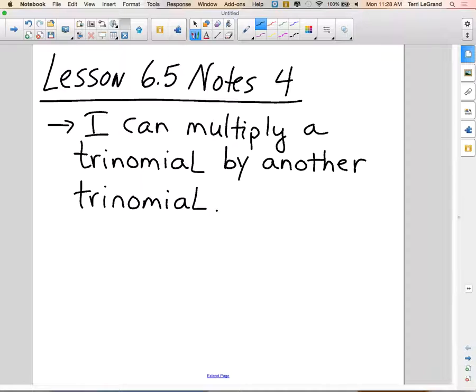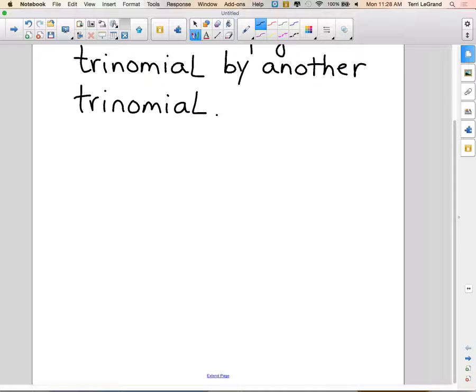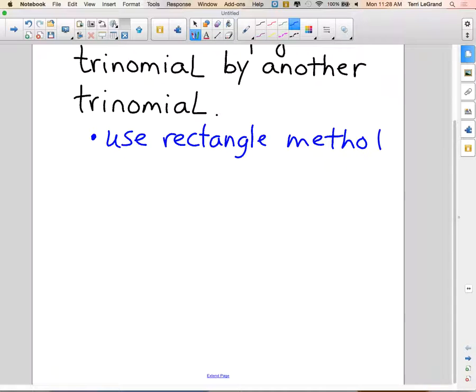Okay, so we're going to actually only do one of these, but we are going to practice both ways. Even though you might think you have your own favorite way, vertical versus rectangle, we're going to practice both of them just to give you another shot. So first of all, we're going to use the rectangle method, or you can choose to use the vertical method.